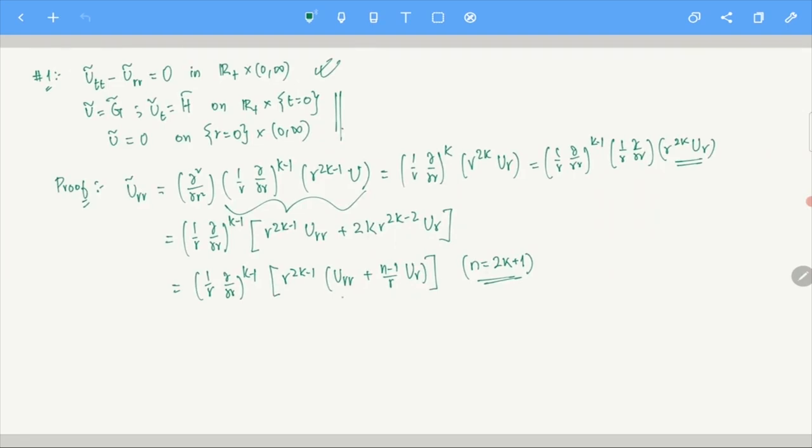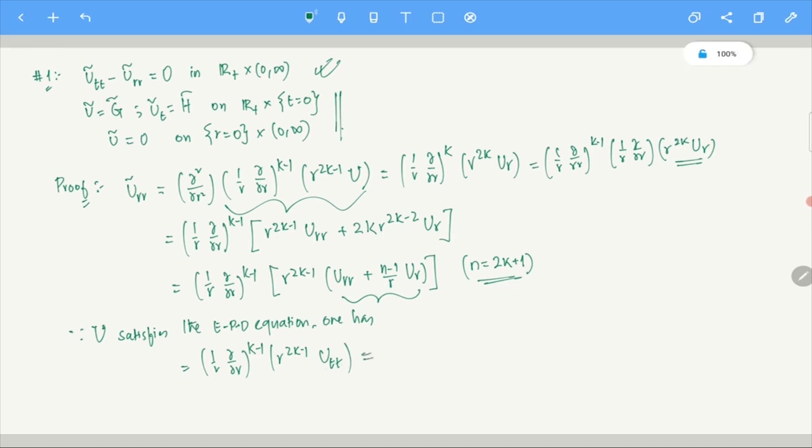Now this is our familiar equation, right? You remember this one, small u. What does small u do? Capital U, not small u. Capital U satisfies the Euler-Poisson-Darboux equation. One has this particular thing equal to (1/r ∂/∂r)^(k-1) r^(2k-1), and this particular thing is U_tt, right? You remember this Euler-Poisson-Darboux equation is U_tt - U_rr - (n-1)/r U_r, that is going to be 0 inside the domain. So basically this is equal to U_tt. I'm just replacing this thing.